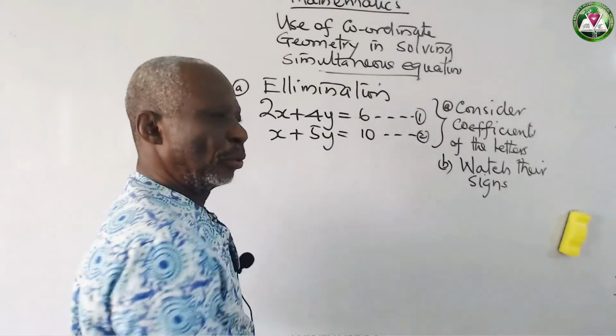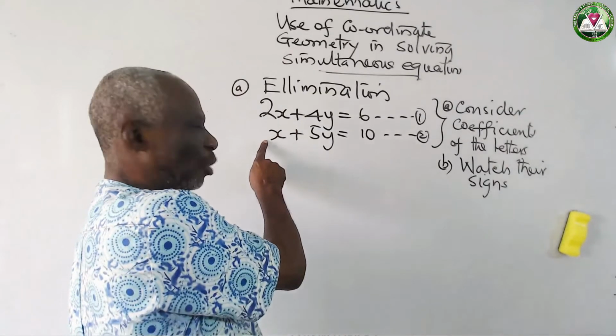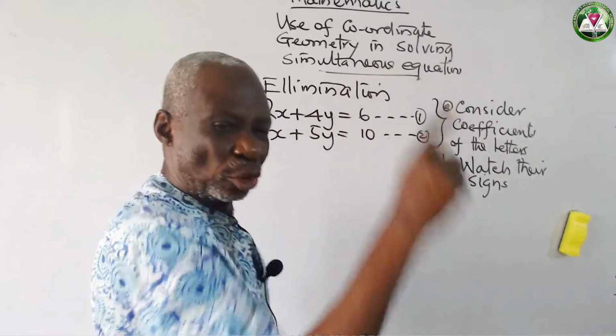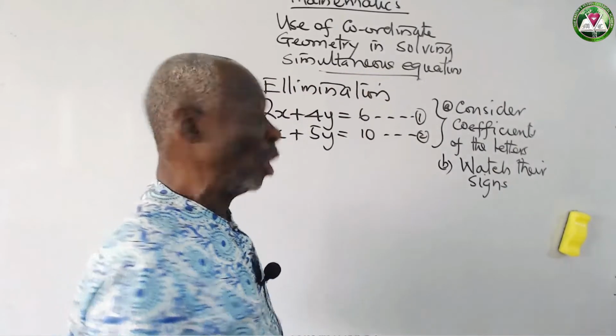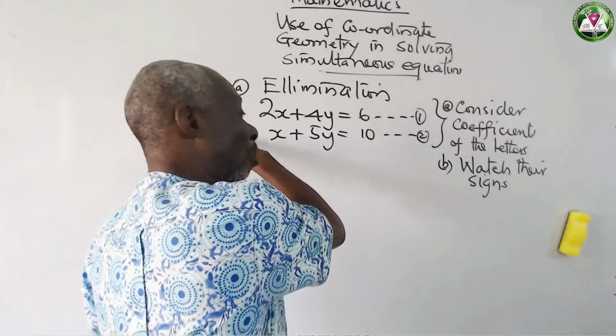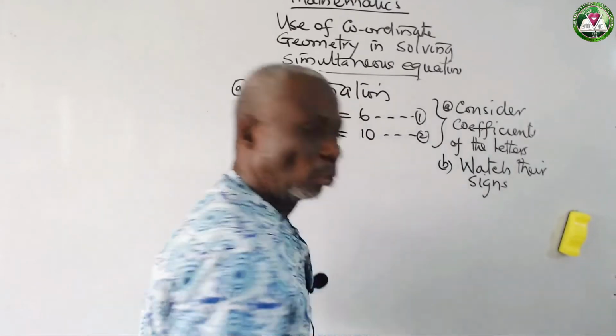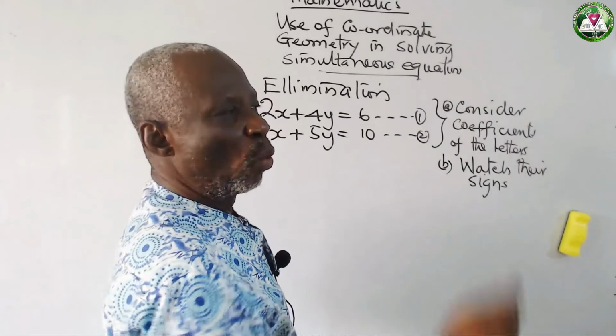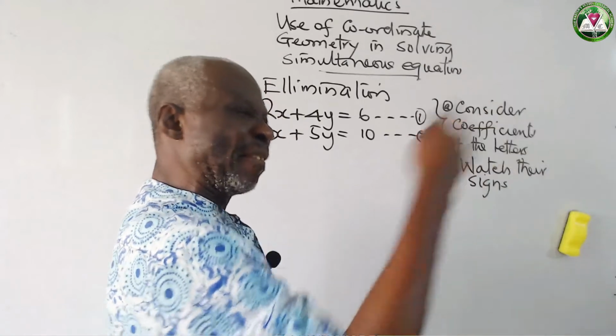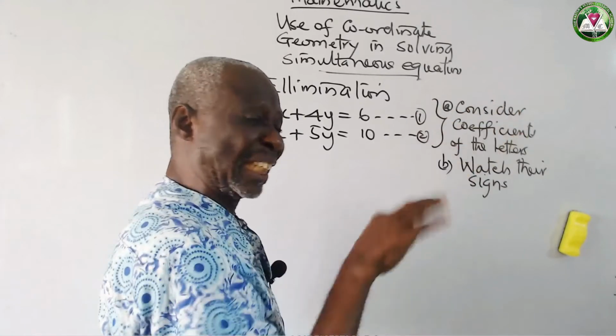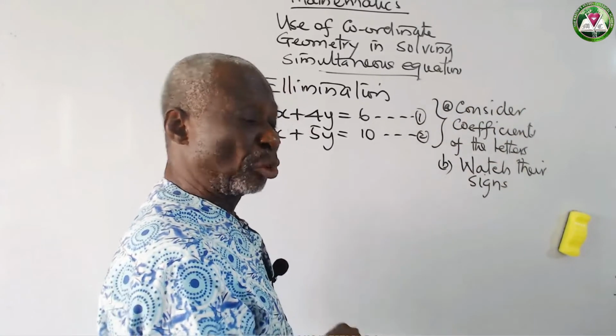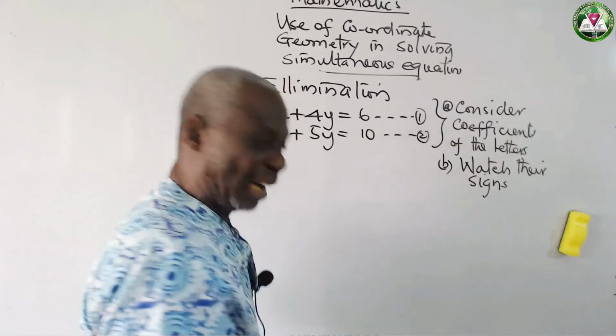Then, for equation 2, the coefficient here is 1. If 1 divides 2, what is our answer? 2. Therefore, equation 2 must be multiplied by 2. When you use the coefficient and divide the LCM of what you want to eliminate, whatever it gives you is what you use in multiplying across.